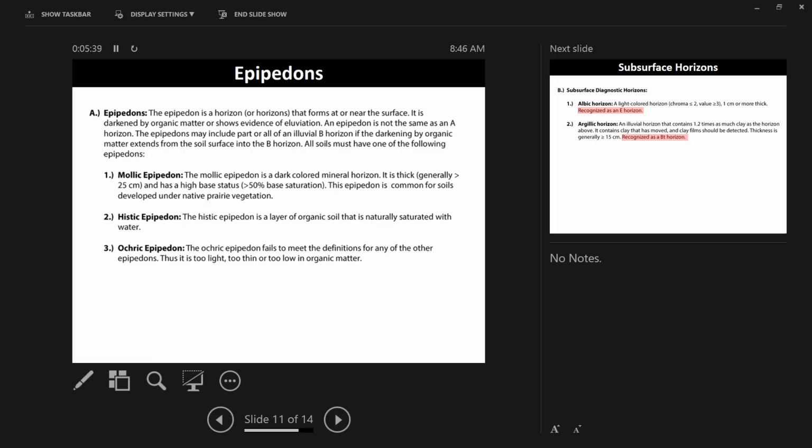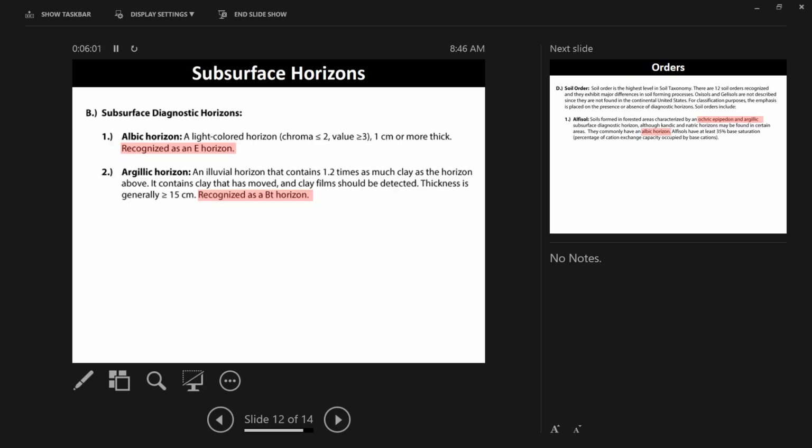And in your manual, I've actually gone through and explained kind of the high level of these. So epipedon, surface horizon, and there's three types, or none being the fourth one. Mollic is thick and dark. Histic is organic, and ochric means that it fails. It's too light and too thin. So that one's not so hard. All these subsurface ones, though, there's a lot. This is just 2 of them.